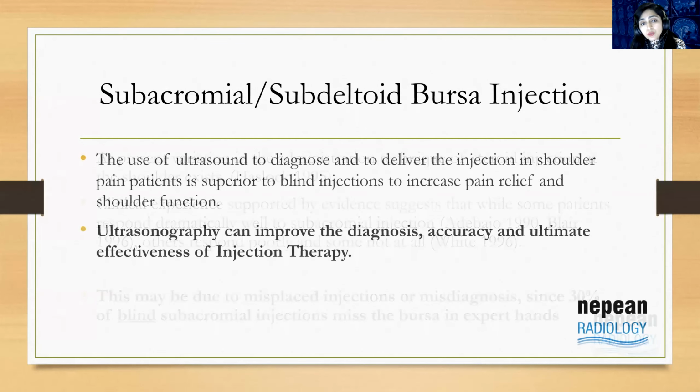So the use of ultrasound is not only to inject but to diagnose the problem as well, because sometimes the patient can be having osteoarthritis, frozen shoulder, or bursitis. All these three things can be there together, or one of them can be there, and sometimes the clinical picture is very vague, and we cannot decide what is actually causing the pain. So ultrasound is really important to diagnose the bursitis first, and then to inject.